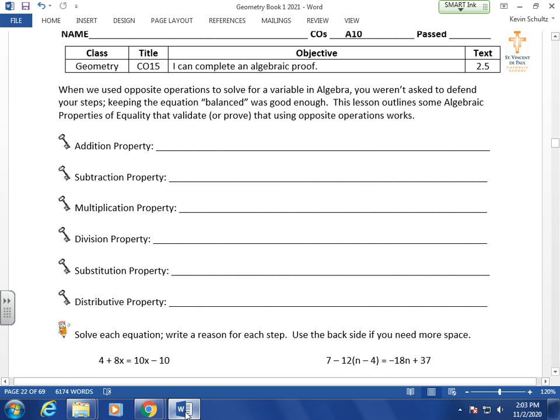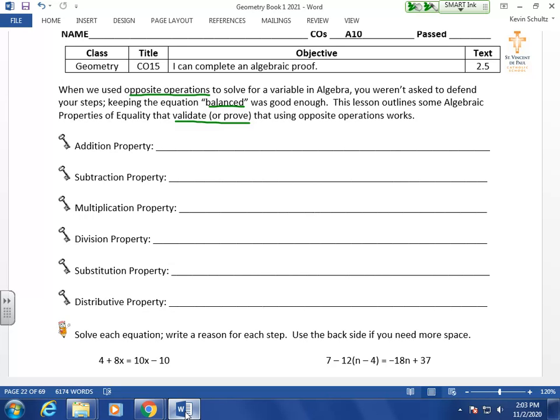We are starting proofs in CO15, and our focus is going to start with the algebraic proof. So we're going back to something that we've done frequently, even this year, and that is opposite operations. When we used opposite operations to solve for a variable in algebra, you weren't asked to defend the steps. We just said that we're keeping the equation balanced, right? It turns out there are actually what are called algebraic properties of equality that validate, or why they're called proofs, prove that using opposite operation works.